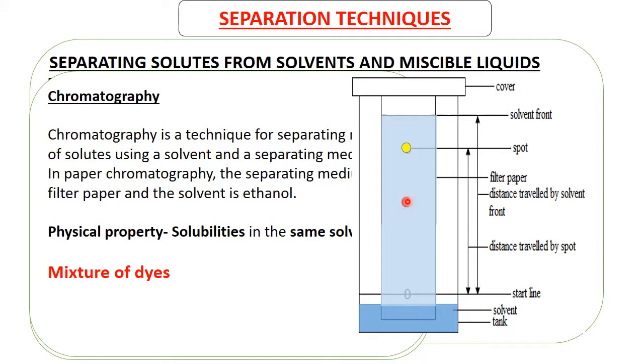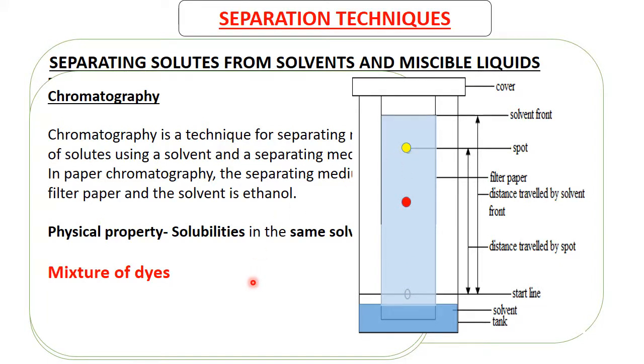But why is it that this one came out first and this one came out later? It's because they have different solubilities. This one is more soluble than this one. So the less soluble one is going to separate out first, then the more soluble is going to separate out later. So this is the science of chromatography. You have separated the mixture, which was here, into its individual components.